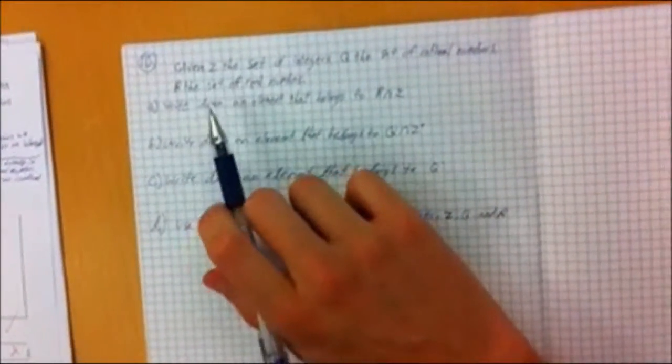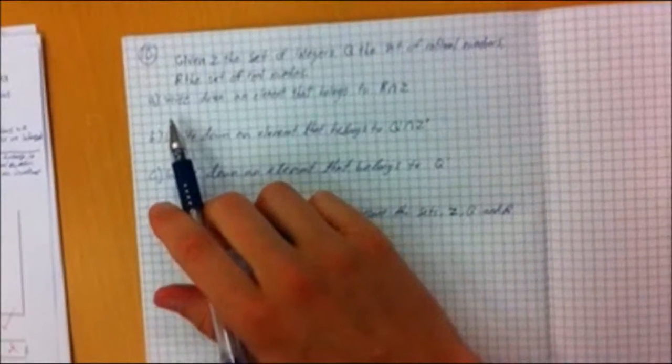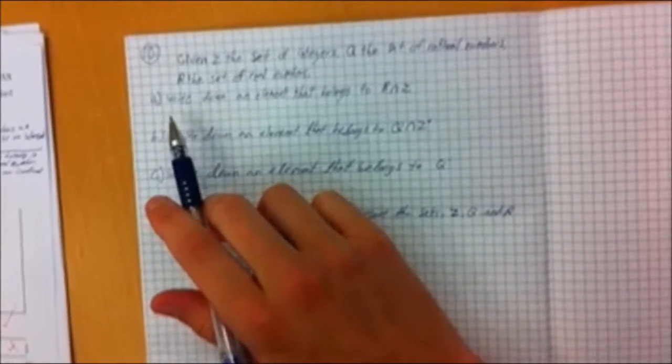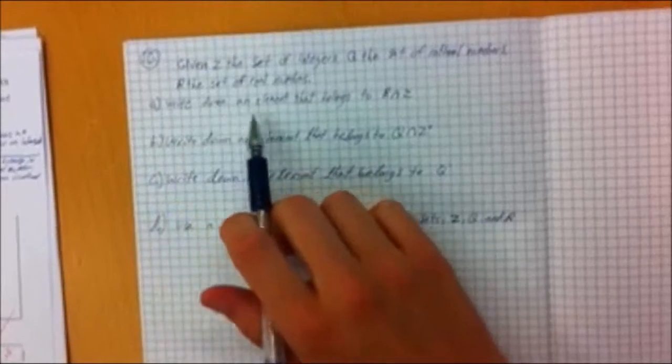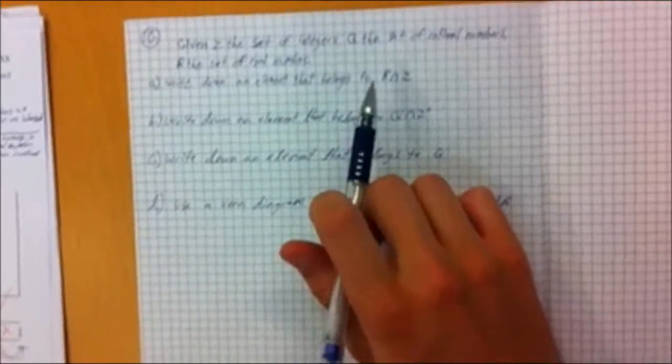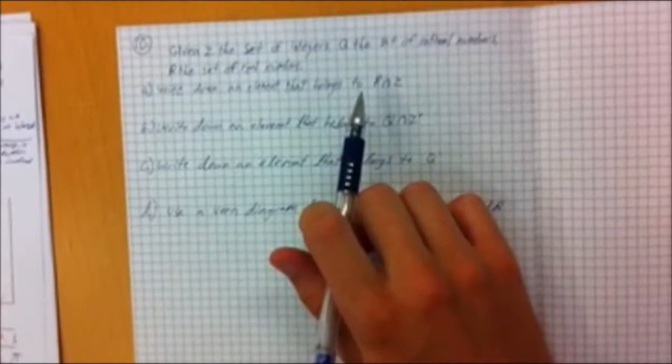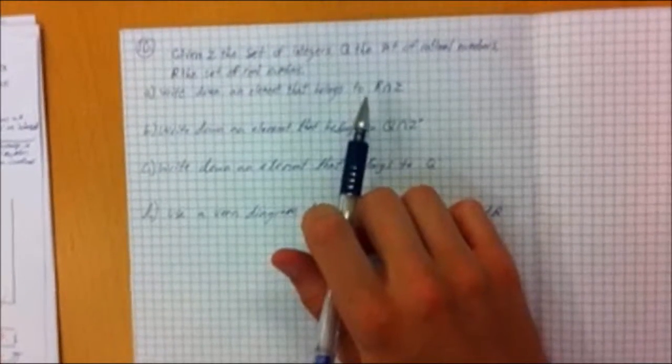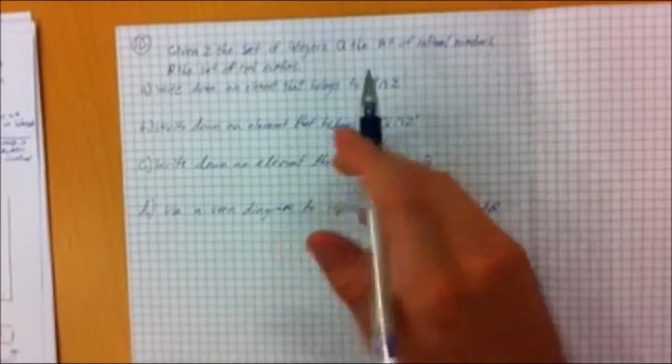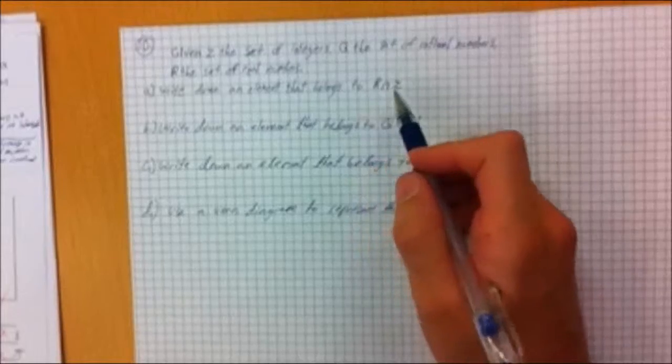Alright, okay, to start the problem, first you have to read the question, and then find out what you have to do. So the first question says, write down an element that belongs to R, which is the set of real numbers, and intersection between R and Z, which is the set of integers.